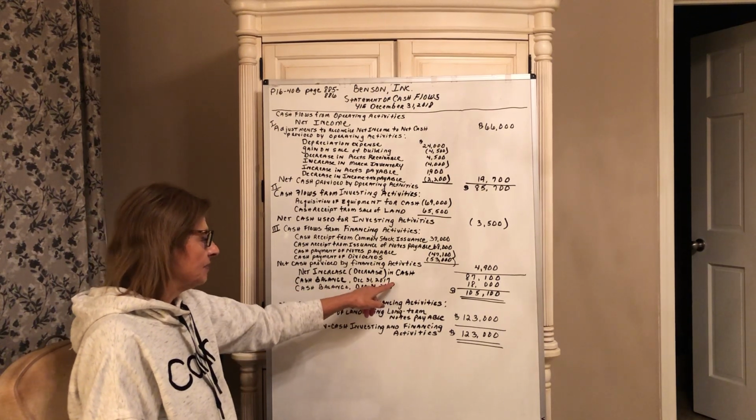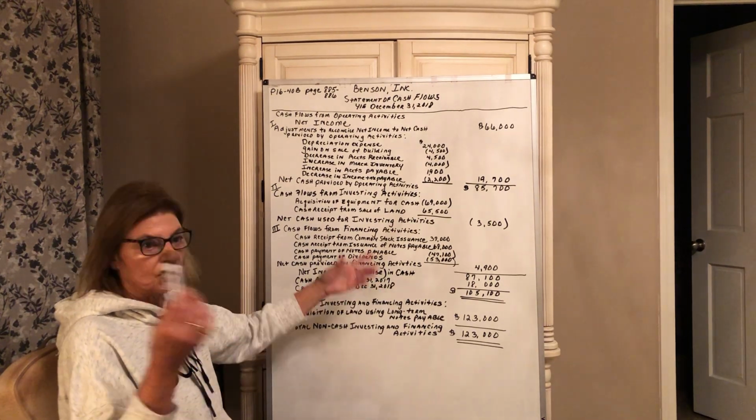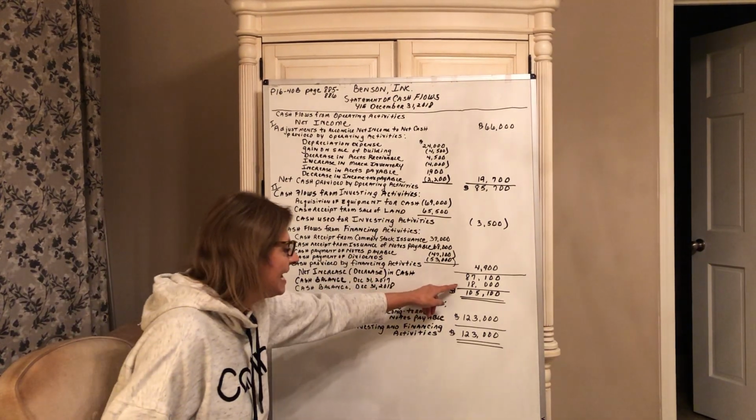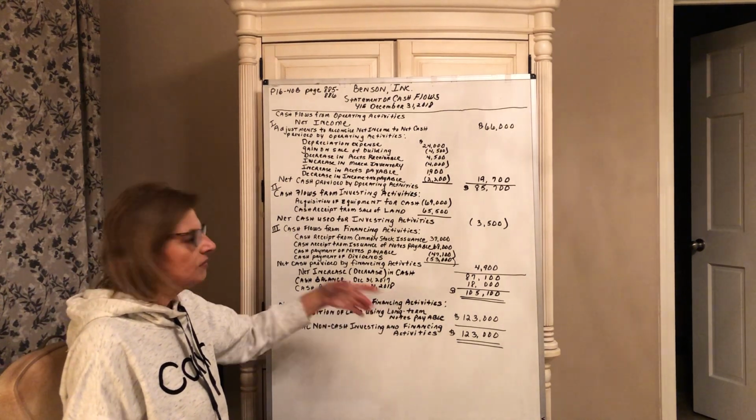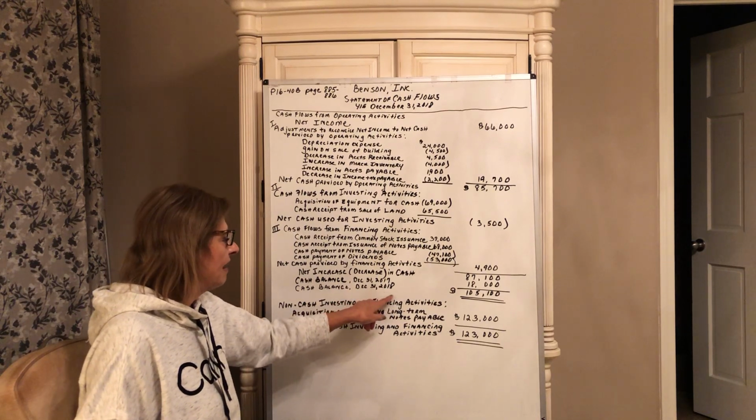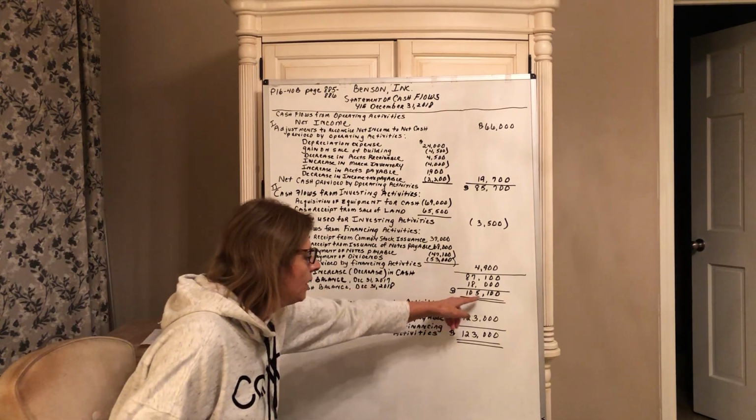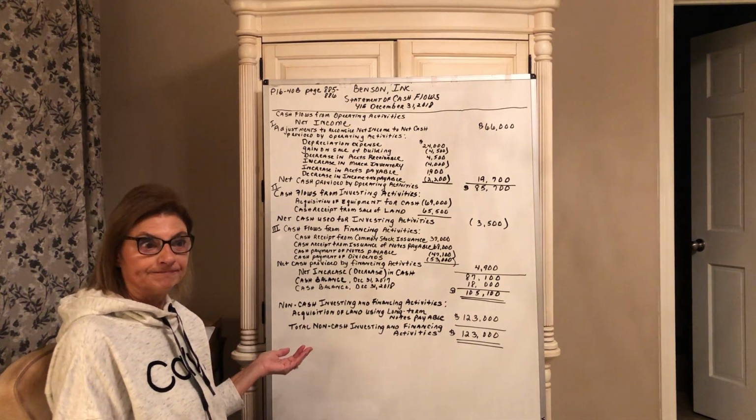Cash balance at the beginning of the year, right? The end of last year, same as January 1st, 2018, 18,000. And the cash balance at the end of this year, this book was published in 2018, so that's why they have those older dates, 105,100. So it proves out perfectly.